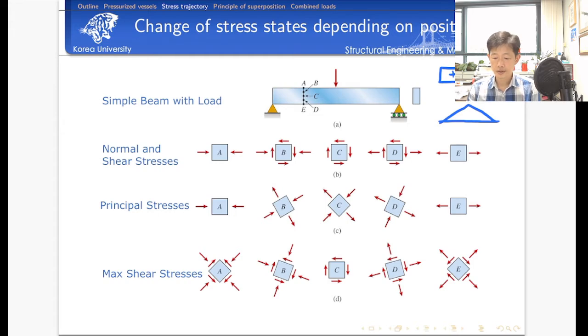Okay, so now we want to check the stress at A, B, C, D, E positions. So for example, somewhere like here, okay? Then we can determine the shear force and bending moment.